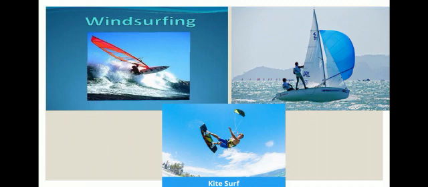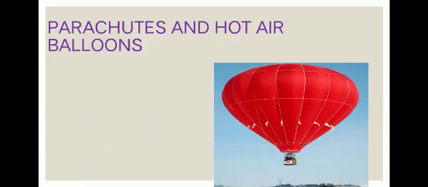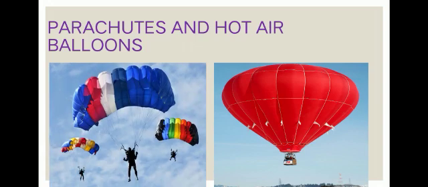Next, parachutes and hot air balloons. This is the parachute we see in movies in many places, and this is the hot air balloon. Parachutes and hot air balloons are used to fly in the sky and to land from above. In case of emergency, people use a parachute and come down slowly and safely with the help of air. If a flight suddenly has a problem, how do they come down? With the help of a parachute only they come down to land. So this also shows the presence of air.